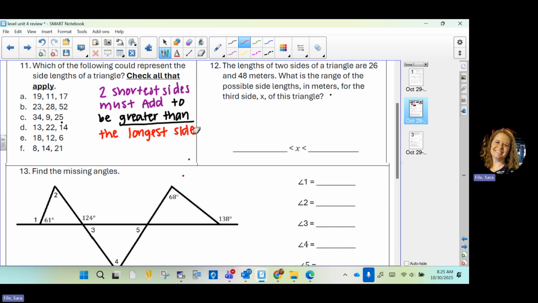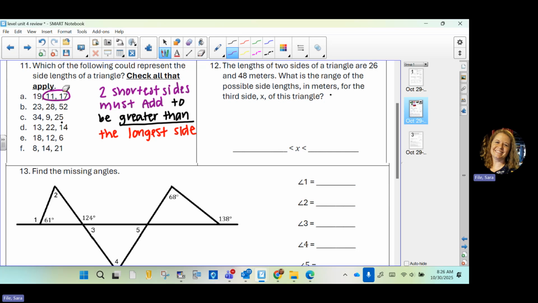Okay, so I'm going to color code this just like I did those words. It's the same color coding I used in our notes. For each of these, because it says check all that apply, I have to check all of them. So I'm going to circle the two shortest sides of each group of numbers. So 19, 11, and 17. 11 and 17 would be the two shortest.